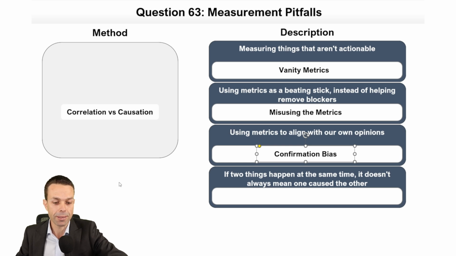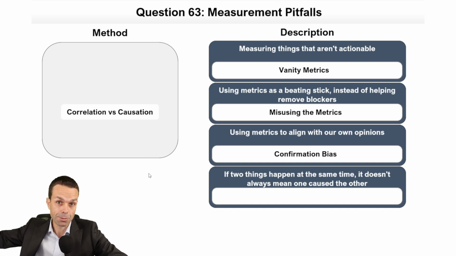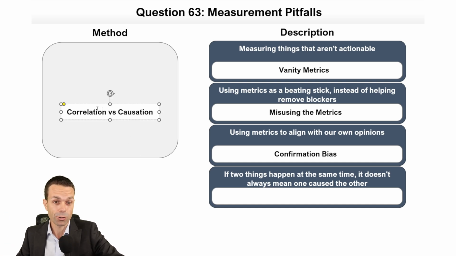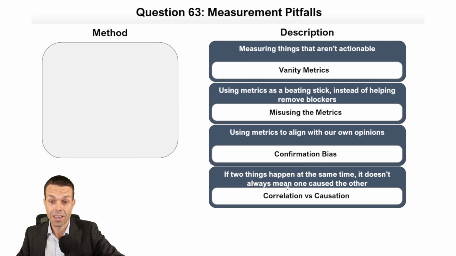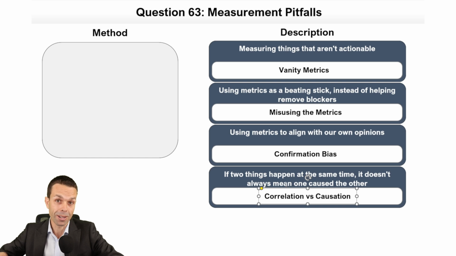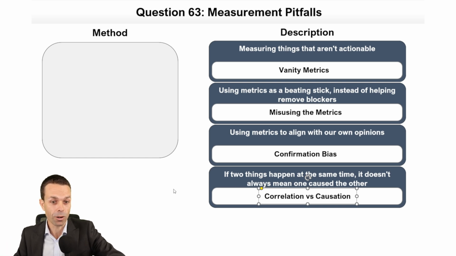If 2 things happen at the same time, it doesn't always mean that one caused the other. For example, that happens there and it happens there, they're very, very similar, but that doesn't actually mean that those two things are caused by each other. And a classic example of this is drownings versus ice cream sales. Drownings go up at the same time as ice cream sales, so people thought that ice cream caused drownings. But really, it was the hot weather, because more people go swimming in the hot weather and more people eat ice cream in the hot weather.